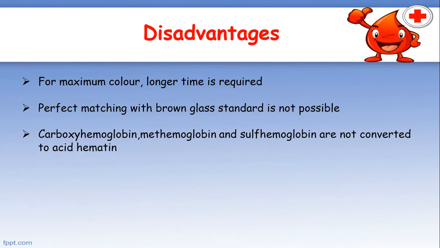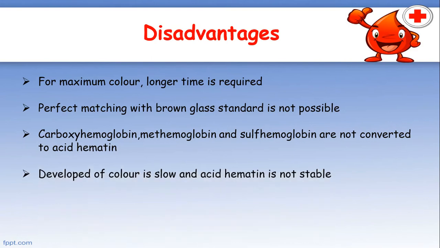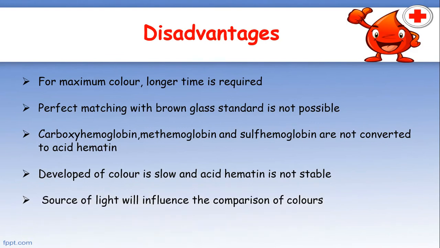Carboxyhemoglobin, methemoglobin and sulfhemoglobin are not converted to acid hematine. Development of color is slow and acid hematine is not stable. The source of light will influence the comparison of colors.